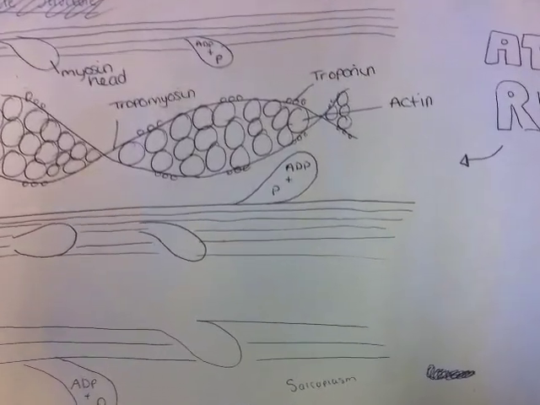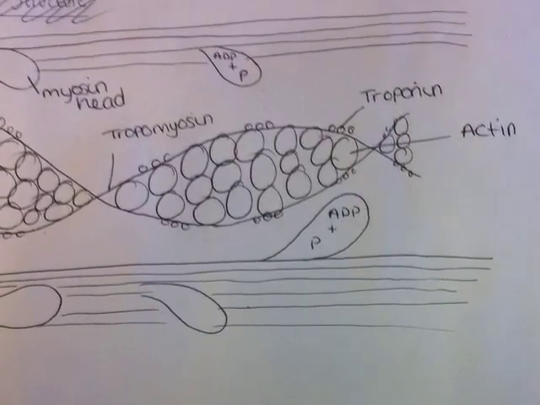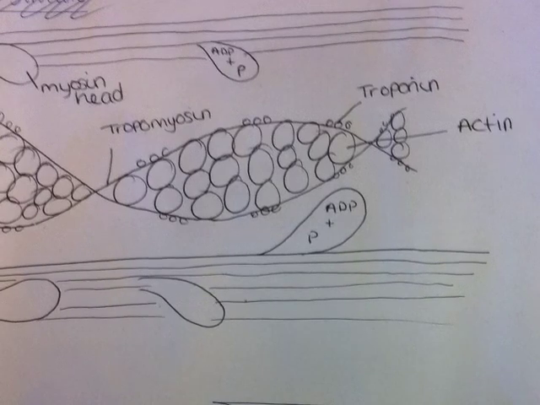This is at rest. The tropomyosin and troponin are wrapped around the actin. The troponin active sites can't connect to ADP, so there is no binding site available.